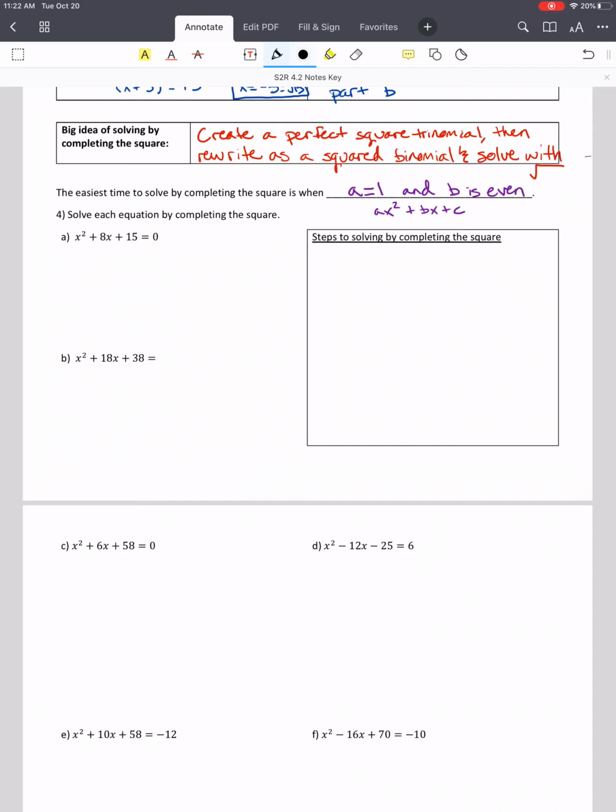Okay, so we're going to put this all together and actually use this to solve some equations. We're going to do this slightly differently than the example because I think it's going to make it a little bit easier for you. First thing, I just want you to move that constant to the other side. So we're going to start by subtracting 15 from both sides.